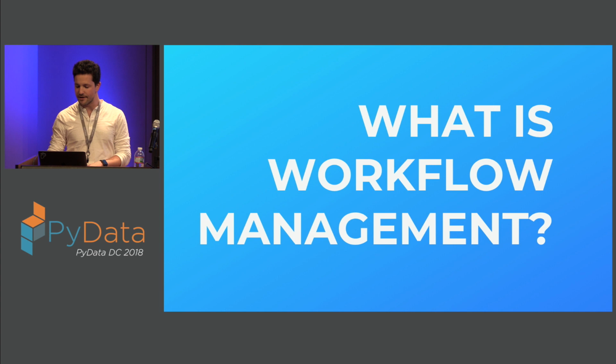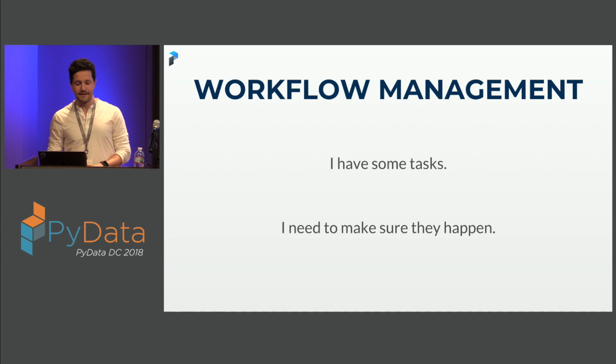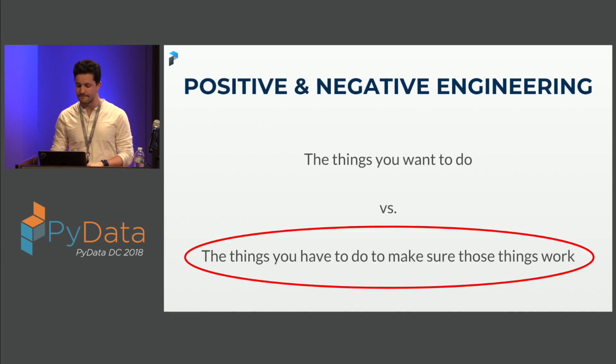So I think we should start with the basics. What is workflow management? It's a good question. Here's what I think. In a very simple sense, workflow management is when you have things you want done and you put a system in place to make sure they happen. And that's it. Our team uses the terms positive and negative engineering to differentiate between these two types of work. Positive engineering is the work you actually want to do. Negative engineering is everything you have to do to make sure it gets done.